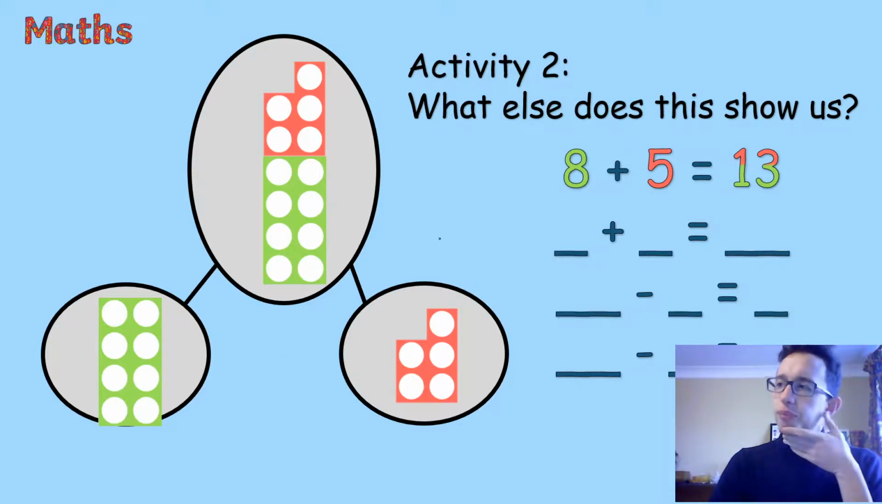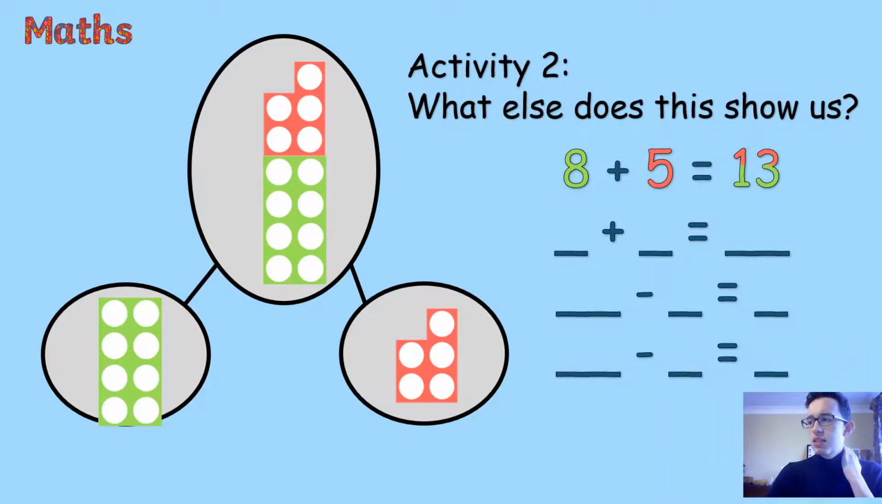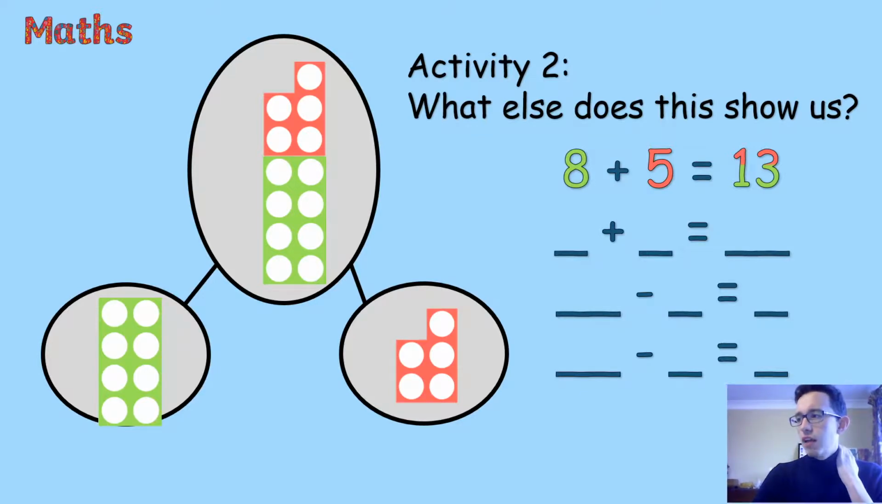Okay, building on that. What else does this show us? So we've got 8 and 5 is 13. Yeah, we know that. Okay, so I wonder if you could pause the video and have a go at seeing if you can find out what these other number sentences are. Okay, what are these other number sentences? 8 and 5 is the same as 13. I'll just write the numbers in for you as well. Hopefully it will let me write. Yep, good. 8 and 5 is the same as 13. Okay, so have a go.